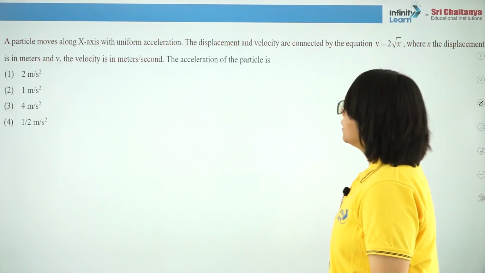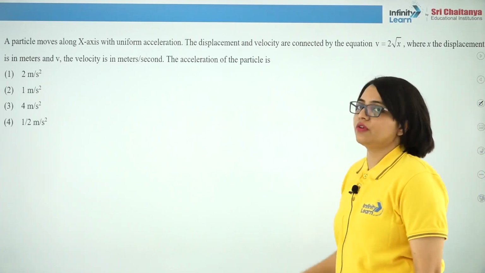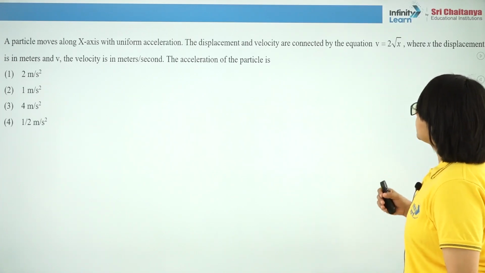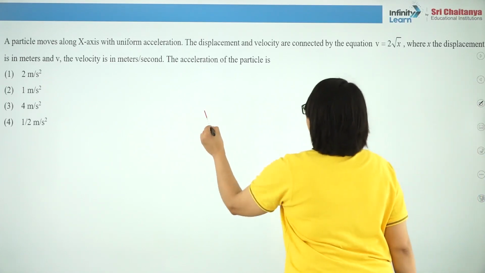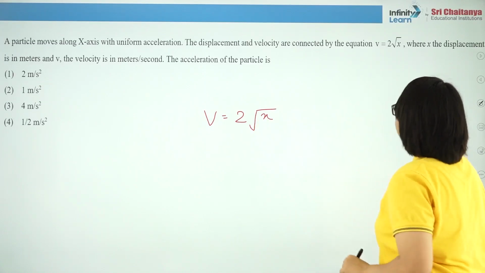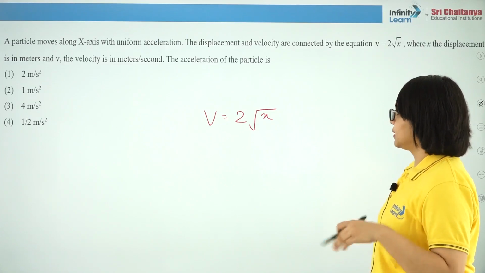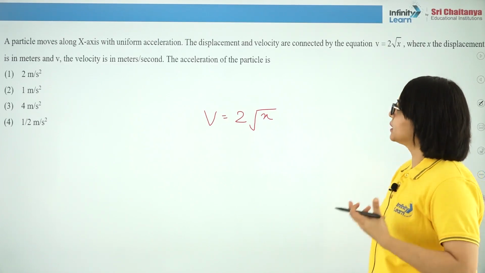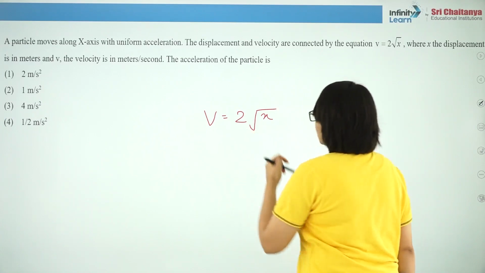and that is option 3. Next is 142. A particle moves along x axis with a uniform acceleration. The displacement and velocity are connected by the equation v is equal to 2 root x, where x is the displacement in meter and v is the velocity in meter per second. The acceleration of the particle is, so v is the function of x.